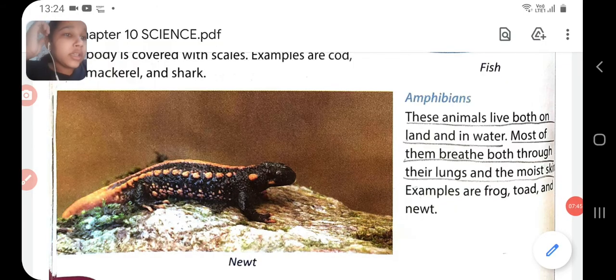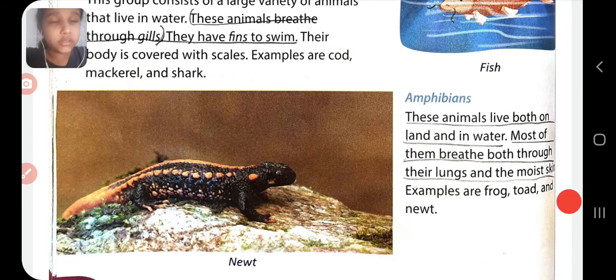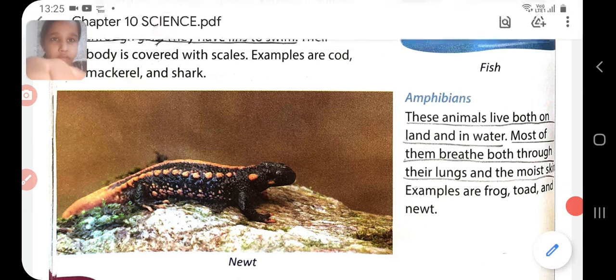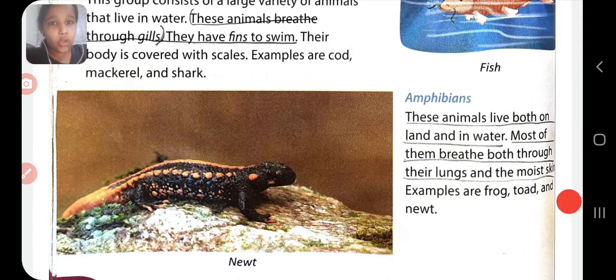Okay, now examples. The best example is the frog, because it comes maybe in your houses, yes, it comes in our houses also sometimes. It can live on land and in water also. We see it in some ponds and all of that. It lives everywhere, on land and in water.